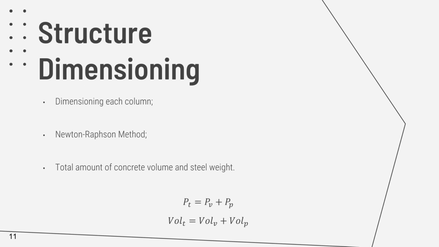With this output data from the structural analysis, now it is possible to dimension each column. For that, the Newton-Raphson numerical method was used in order to obtain the coupled equilibrium equation for each column cross-section, and thus its volume of concrete and steel weight, making it possible to calculate the total amount of material for the whole building structure by these two equations, where PT is the total weight of steel, PV is the total weight of all beams, and PP is the total weight of all columns. Likewise, VolT is the total volume of concrete, VolV is the volume of concrete of all beams, and VolP is the volume of concrete of all columns.